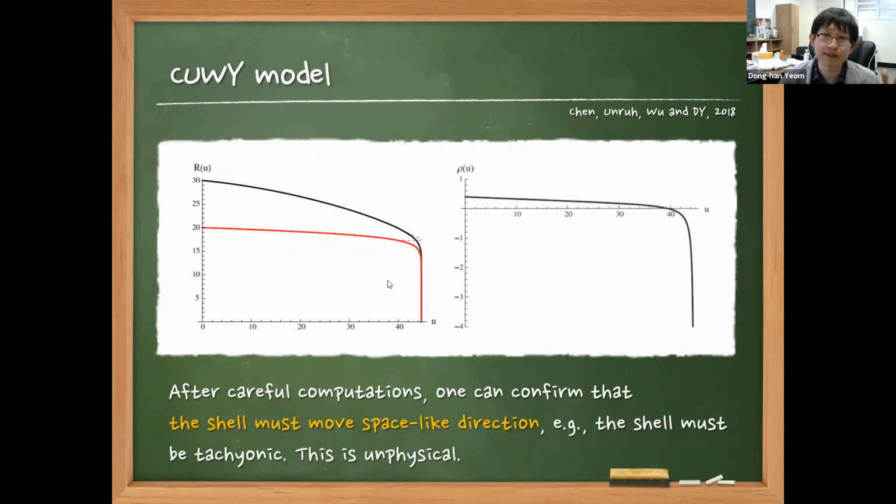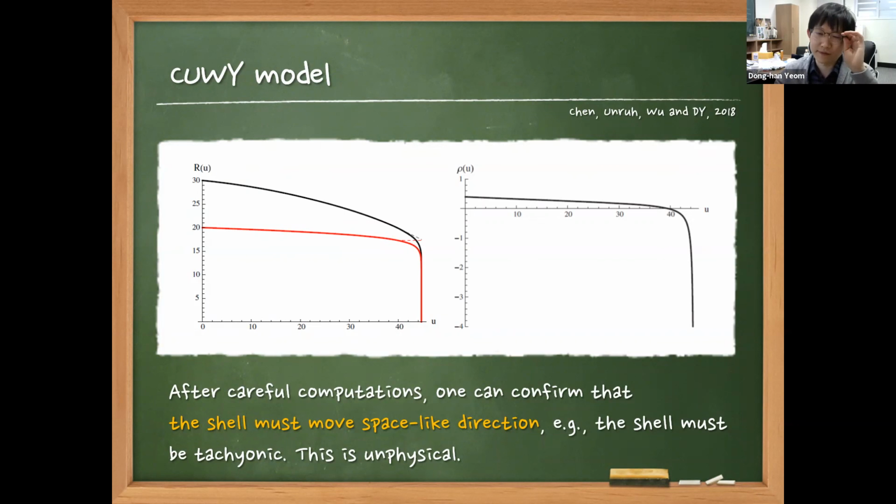So what we did is that we didn't restrict the shell dynamics in the null direction, but we considered general cases, including time-like, null, and space-like directions. After very careful computations, one can confirm that the shell must move in a space-like direction at some point. This means that if the shell actively emits Hawking radiation, then there must be a back reaction to the shell, and at some point the shell must move from time-like to the space-like direction.